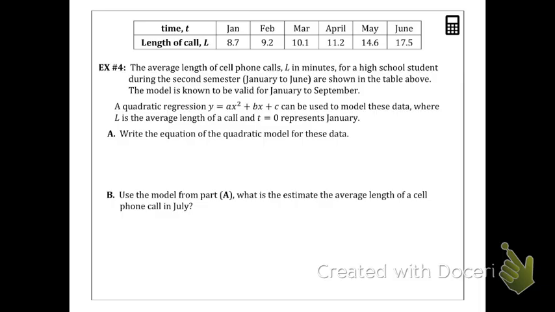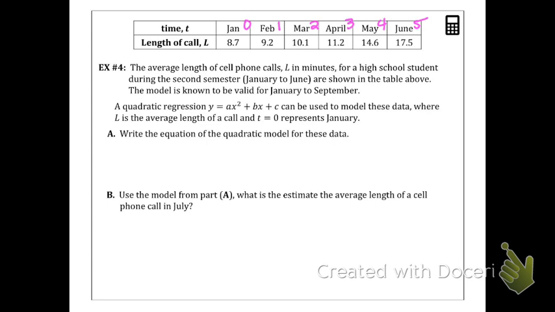All right, example 4. It says the average length of cell phone calls, L, in minutes for a high school student during the second semester, January to June, are shown in the table above. The model is known to be valid for January to September. A quadratic regression, y equals ax squared plus bx plus c, can be used to model this data, where L is the average length of a call and t equals 0 represents January. So they're telling me right there, 0, 1, 2, 3, 4, 5. Okay? Write the equation, the quadratic model for this data. And so they already told me it was quadratic.